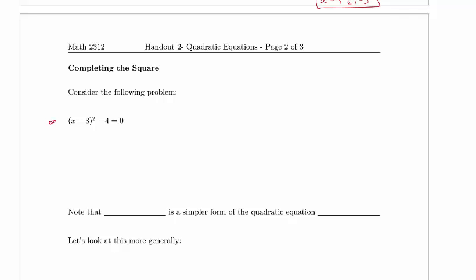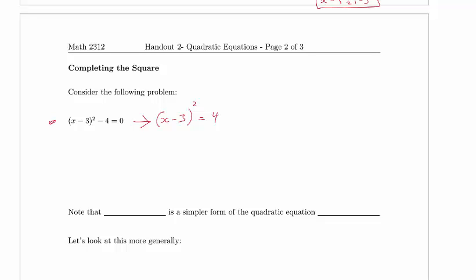Note how easy it is to solve a problem once it's set up like this. All we have to do is rearrange this so that it says x minus 3 squared, and then we add a 4 to both sides, and now we have a nice simple problem.